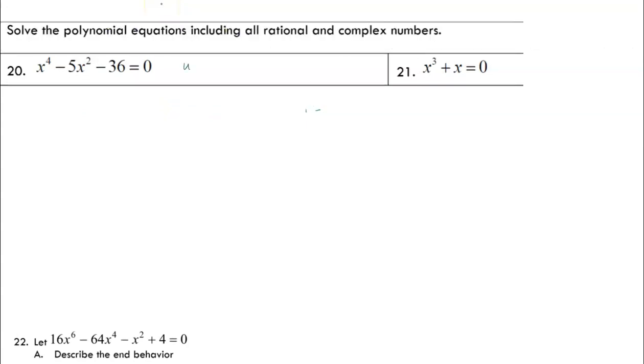Remember, we substituted u equals x squared? Oh, yeah, we could have done it like that, Miss Hallstrom. So we could do u squared minus 5u minus 36 equals 0.